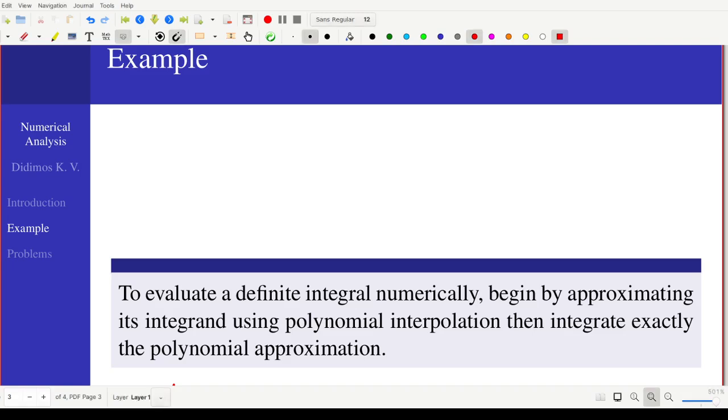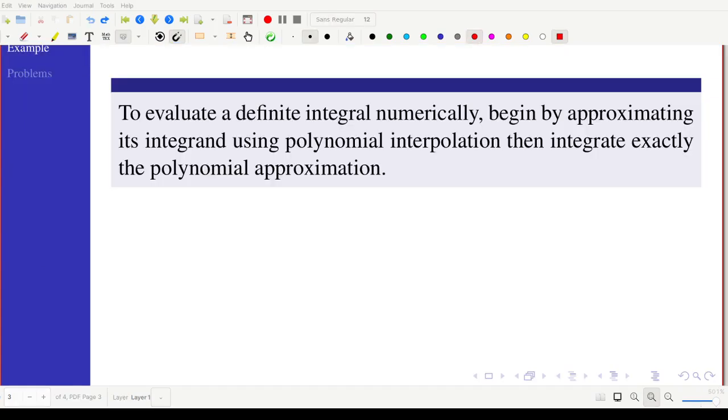For example, to evaluate a definite integral numerically, begin by approximating its integrand using polynomial interpolation, then integrate exactly the polynomial approximation. That is, suppose we have the integral from -1/2 to 1/2 of 1/(1-x) dx. Suppose we have this integral, the problem is to evaluate it. We know that 1/(1-x) can be written as 1 + x + x^2 + x^3 + etc.